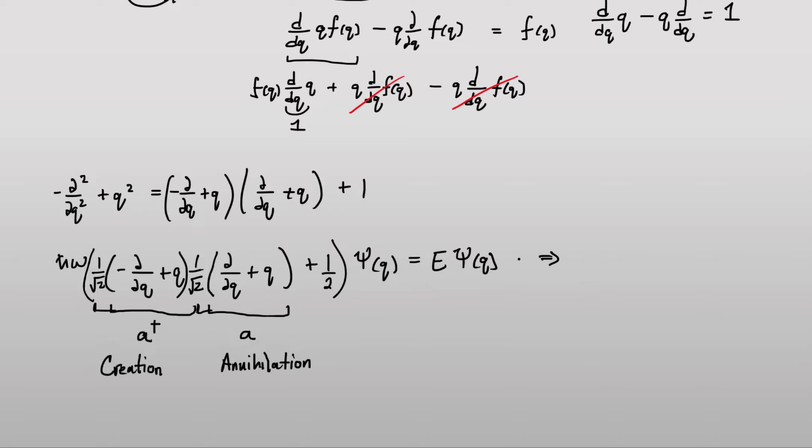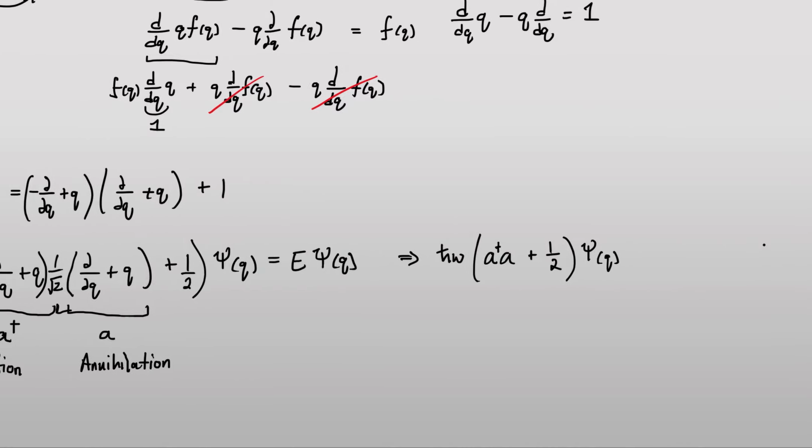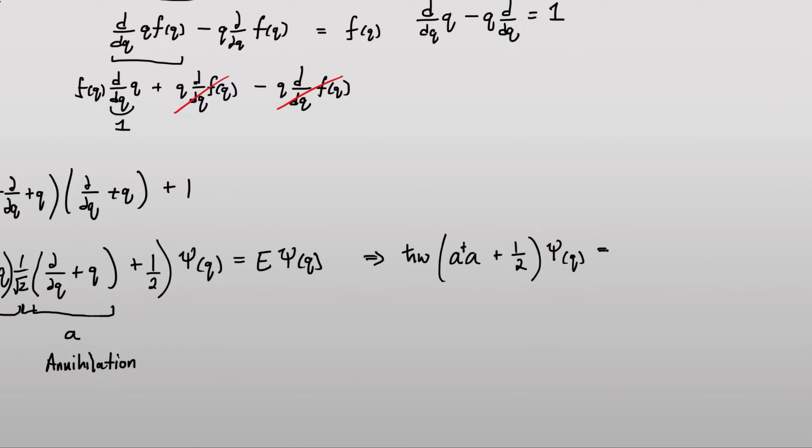All right, so now we can rewrite the Schrodinger equation. This is h bar omega times a dagger times a, so a dagger a plus 1/2, psi of q, and then that equals E psi of q.